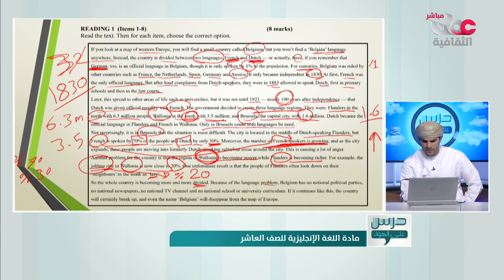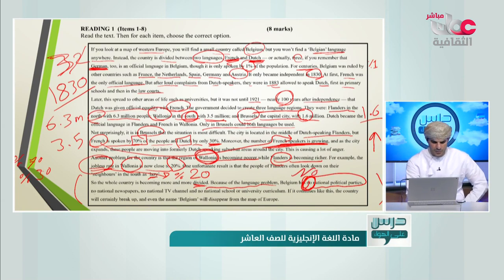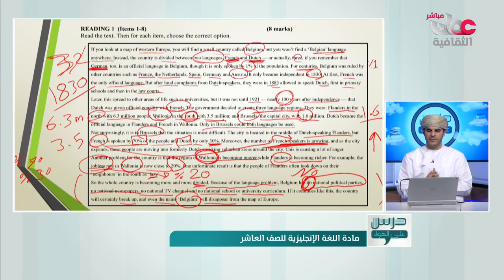Because of the language problem, here the writer is giving his or her opinion. Belgium has no national parties, no national newspapers, no national TV channel, and no national school or university curriculum. If it continues like this, the country will certainly break up, and even the name Belgium will disappear from the map of Europe. As you can see, we have done this in five or six minutes maybe.